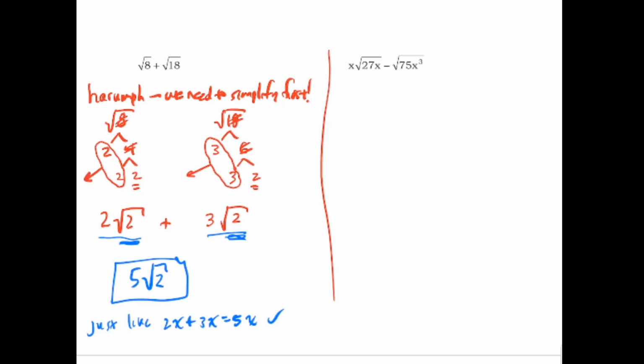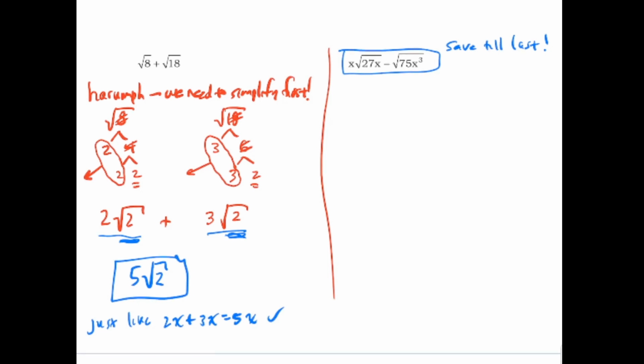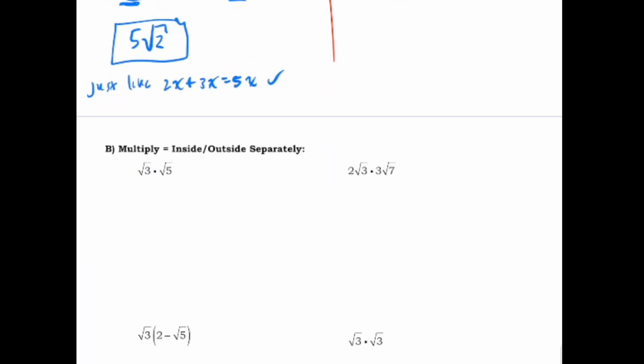Okay, this one is the big one. I'm going to save it till last, because it turns out this one actually involves a little bit of combination moves. Yeah, we'll save that till last. Let's go learn about multiplying first. We'll come back to that one, I promise. So skipping to page 2, start multiplying.